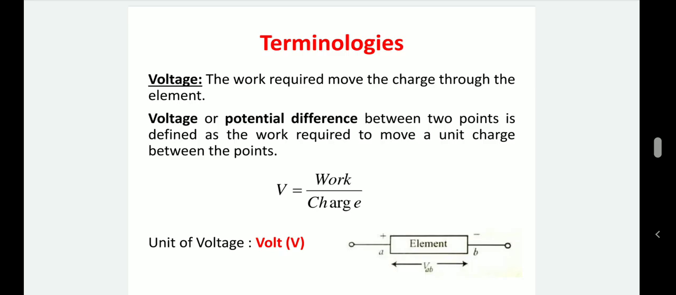Okay, then the unit for voltage or potential difference is volt, and it is represented as V. So the equation for voltage is work divided by charge, the work required to move a unit charge. So total work divided by charge will give the voltage.